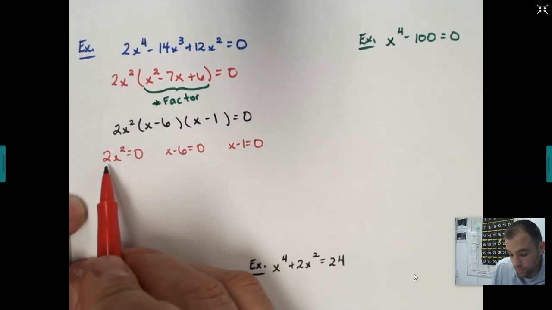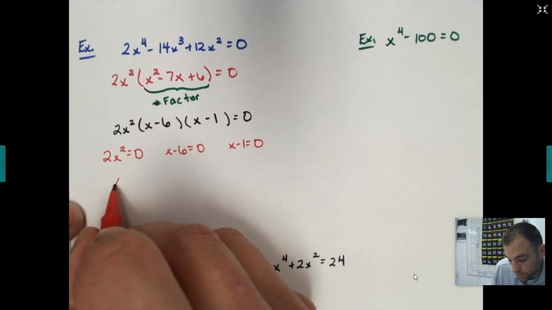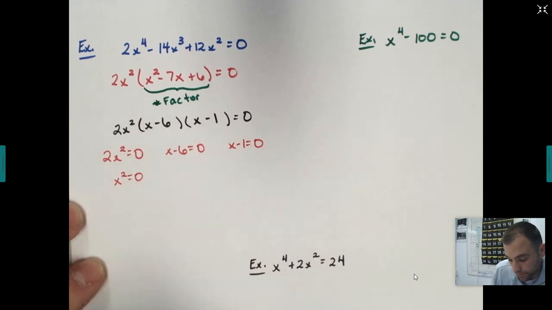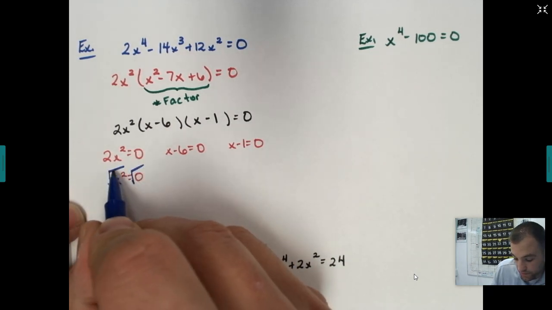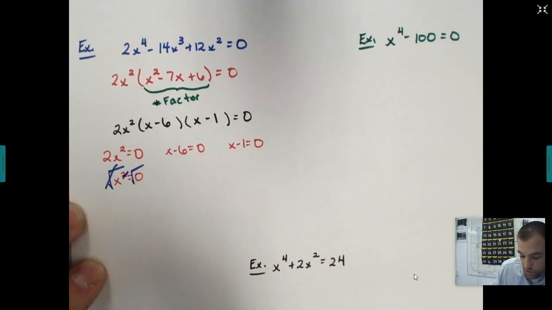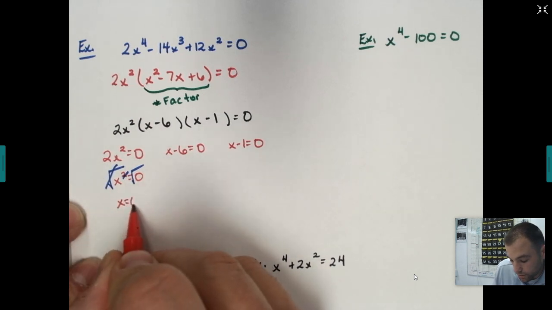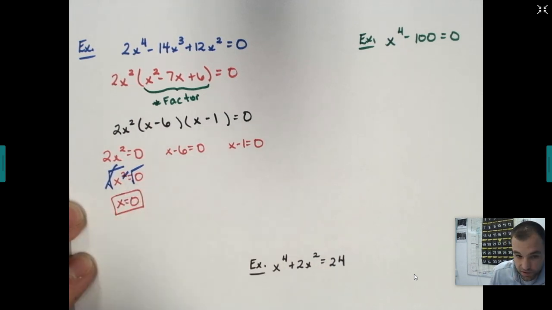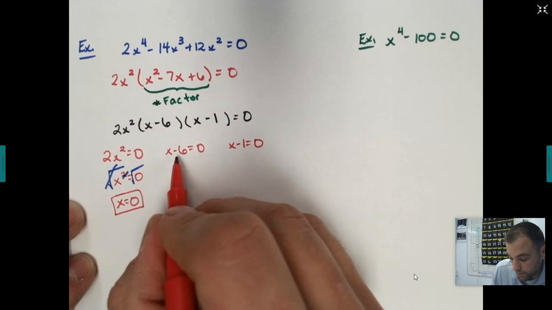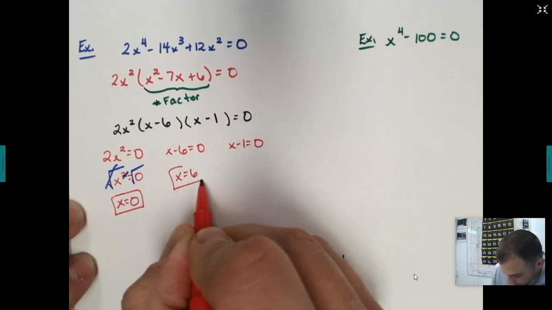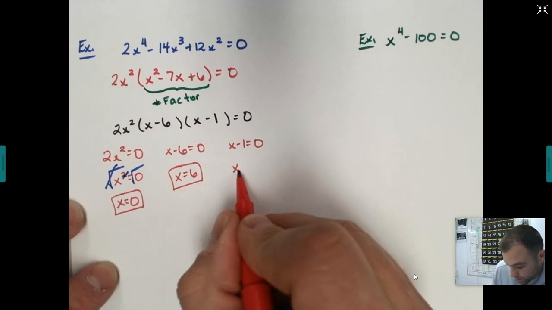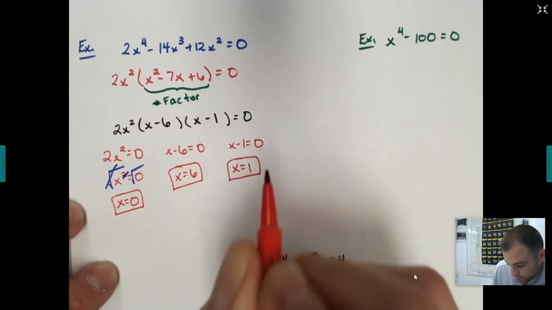So we would divide by 2, so x squared would equal 0. And then to get rid of the square, we would have to square root it, which in this case isn't going to make a difference because the square root of 0 is just 0. So one of my answers is 0. For this one I would add 6, so x equals 6 is my second answer. And for this one I would add 1, so x equals 1 is my third answer.